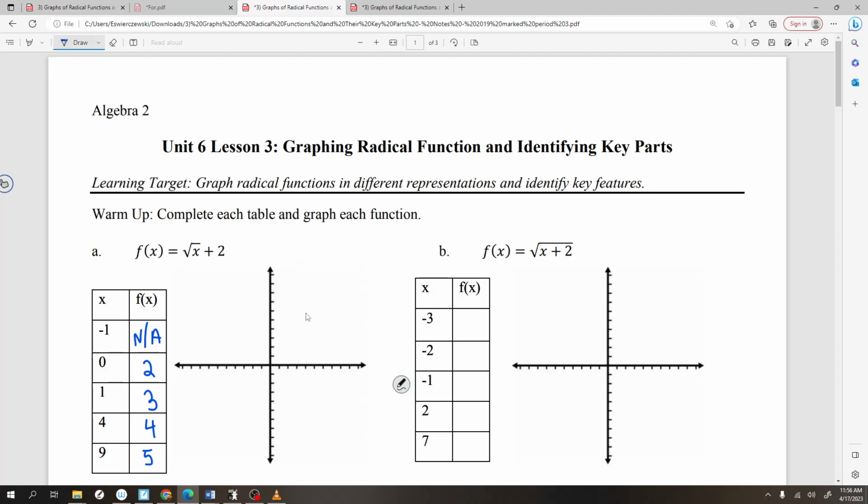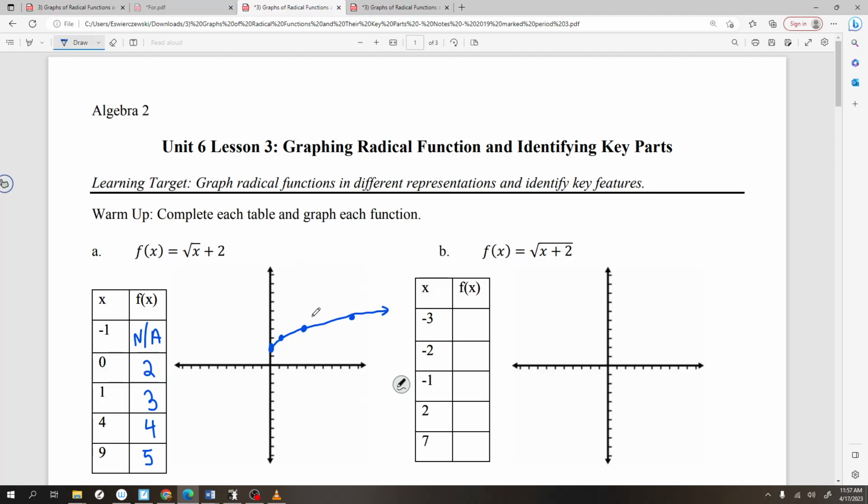So anyways, let's go ahead and graph this. So 0, 2 would be right here. 1, 3, 4 would be about there, and then 9, 5 would be roughly right there. And this is going to be the general shape, if I could draw it a little better, of my graph.